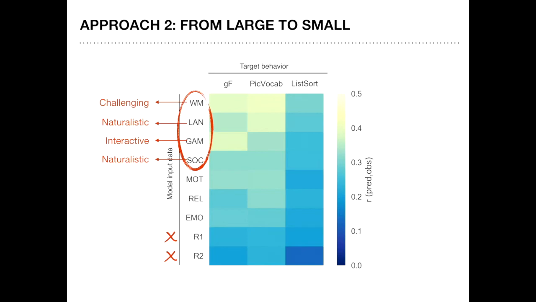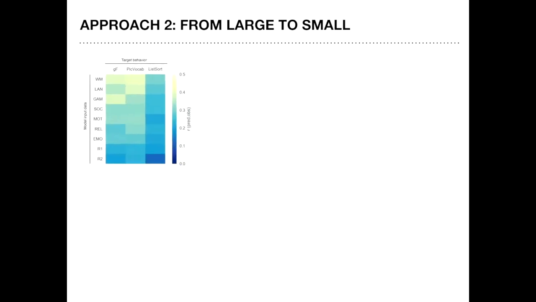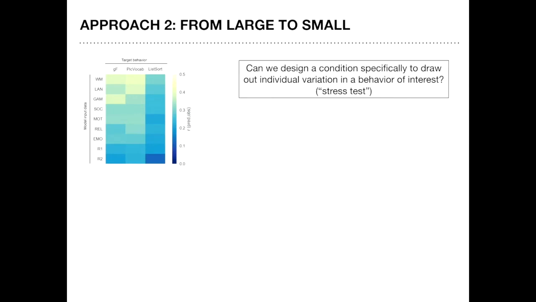But this, again, was an exploratory analysis, so that can only take us so far. The idea now is we're using this result to inform a new study where we're asking the question, can we design a condition specifically to draw out individual variation in a behavior that we care about? You can think of this as kind of like a stress test for the brain. Can we specifically probe certain systems? This has now led us to create a novel naturalistic task paradigm that's trying to capture the features of some of those most successful tasks.